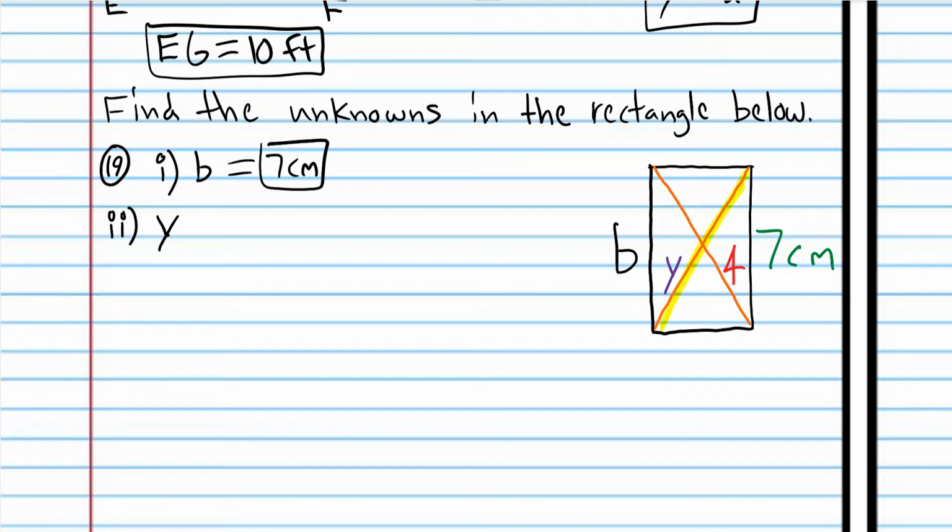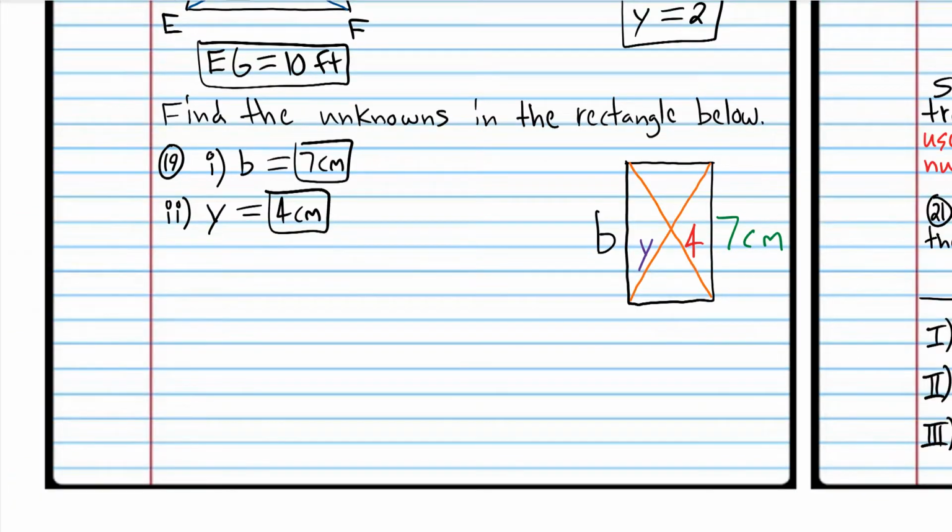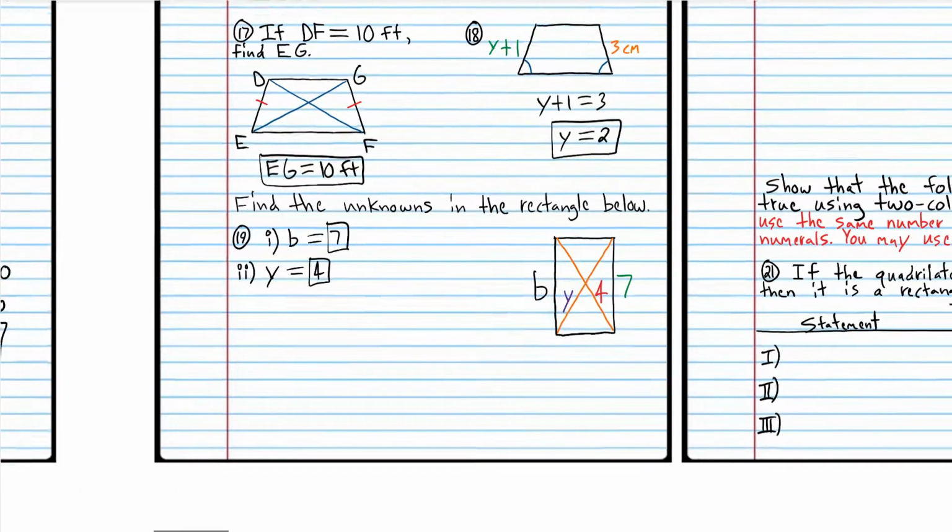So if these lengths, these orange lengths, are both equal and they both bisect each other, then that means all of these lengths, the yellow one and the purple one and the blue one and the green one, must be the same length. So that means y obviously must be 4. Y is 4 centimeters. Actually, I think I'll just get rid of the centimeters there because I don't really have a lot of room.